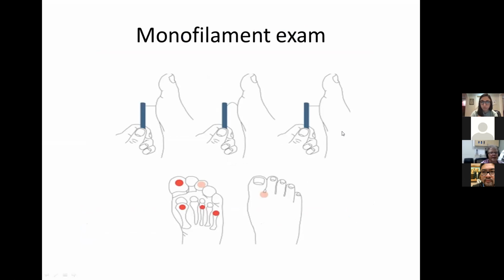Monofilament exam. Approach the skin perpendicular. You want to put just enough pressure to buckle the monofilament, and then you want to leave that area. And that should take about 1.4 seconds.